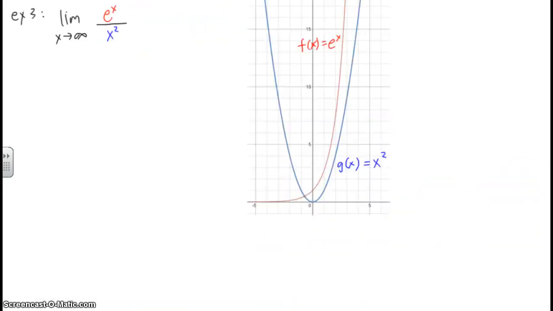Moving on to example 3. As x approaches infinity, what do I have? Well, as x gets really, really big, e to the x approaches infinity. As x approaches infinity here, x squared approaches infinity. So we have another indeterminate form. I can apply L'Hopital's rule, find the derivative of the top and bottom. I get e to the x over 2x. So again, no quotient rule here. I'm just finding the derivative of the top separate from the derivative of the bottom, and I get e to the x.